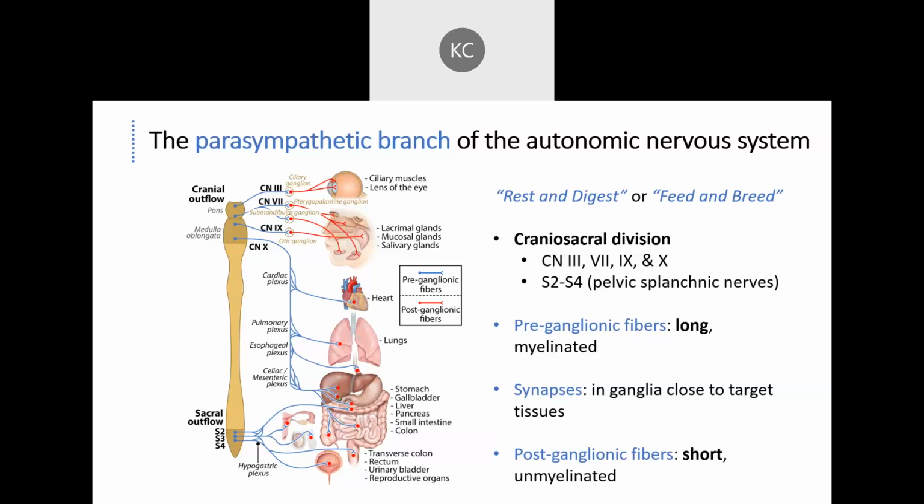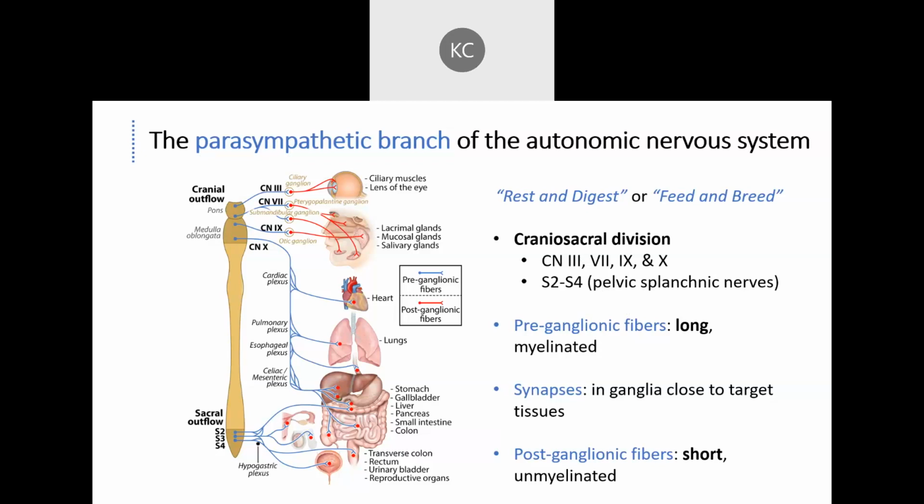The sacral part of craniosacral outflow is what are called pelvic splanchnic nerves. We'll talk about what the term splanchnic means in just a second. These pelvic splanchnic nerves come from the S2, S3, and S4 spinal cord levels. A way I like to remember it, and this is how I learned it in grad school: PS, pelvic splanchnic, are parasympathetic. That's one way you can remember that.